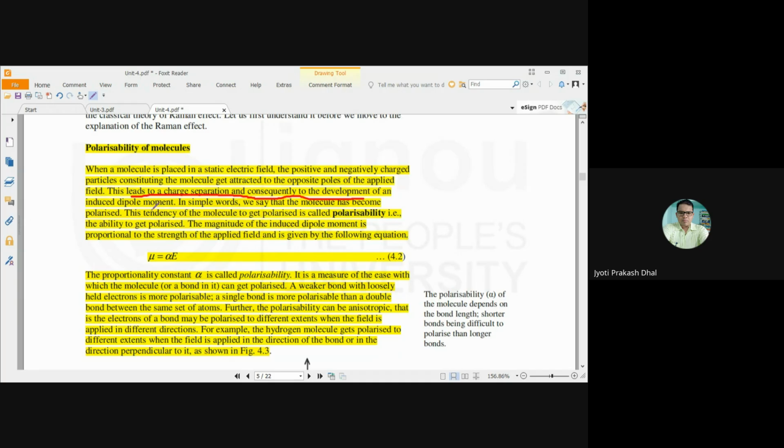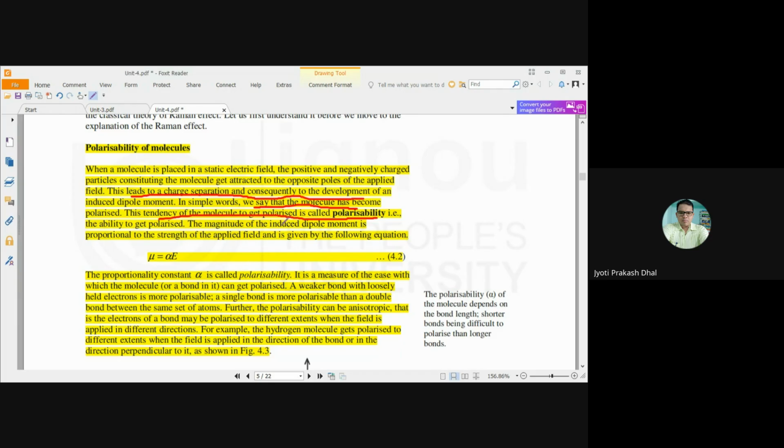So the molecule will develop one type of dipole moment that is called induced dipole moment. In simple words, we say that the molecule has become polarized. This tendency of a molecule to get polarized is called polarizability. That is the ability to get polarized.